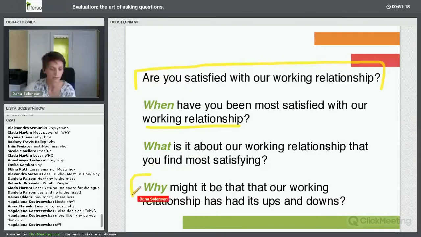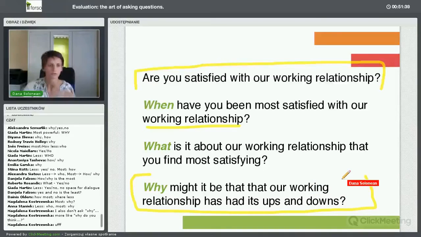And then you have the final question. Why might it be that our working relation has its ups and downs? And here, as you can see, I'm not putting the question on the volunteer. I'm not asking you why you're having ups and downs. This is not the question. It is why is our relation like this? How do you feel it? Take a step forward and analyze it. It's the question that gives the analyzing position, yes? The one that invites critical thinking.